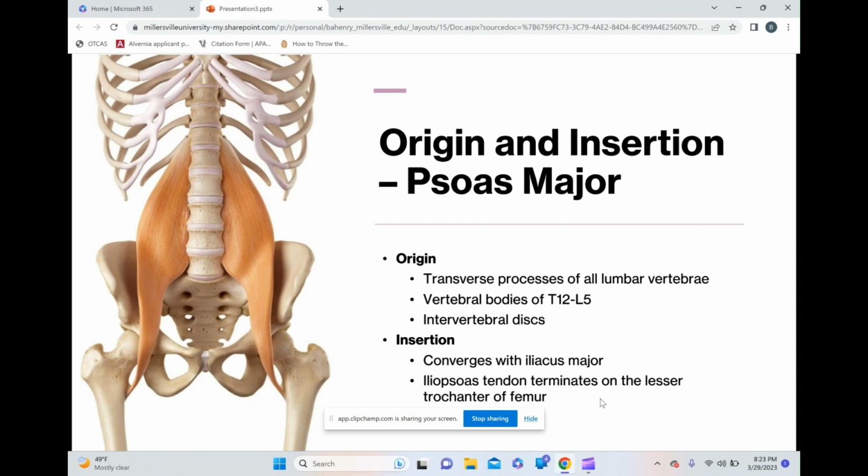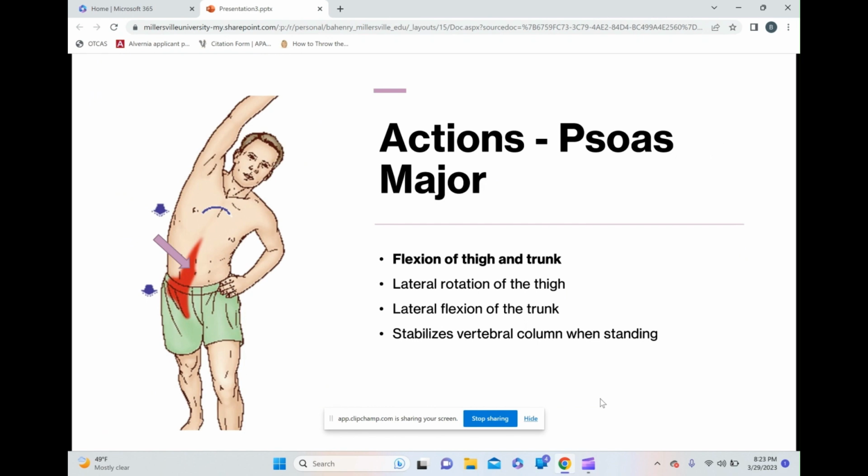As mentioned already, the psoas major converges with the iliacus and ends on the lesser trochanter of the femur. The main action of the psoas major is the flexion of the trunk and the thigh. In addition to this, the psoas major muscle is also involved in rotating the thigh laterally, as well as lateral flexion on the trunk. Lastly, the psoas major stabilizes the vertebral column due to its origin on the spine.